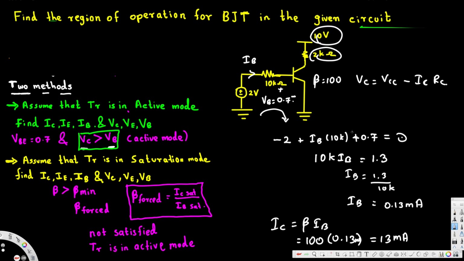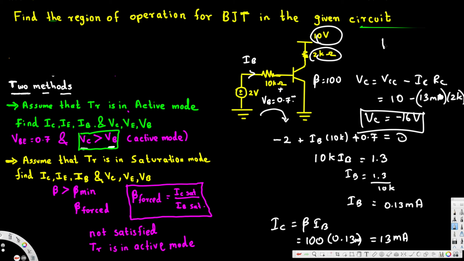Now to find VC, we just have to plug it into this equation. We already know VCC, that is 10 volts, minus IC, which is 13 milliampere, multiplied by RC, that is 2 kilo ohm. Let's get rid of the ampere. Milli and kilo cancel each other, so this is going to be negative 26. Negative 26 plus 10 is negative 16 volts. VC is negative 16 volts and VB is 0.7.